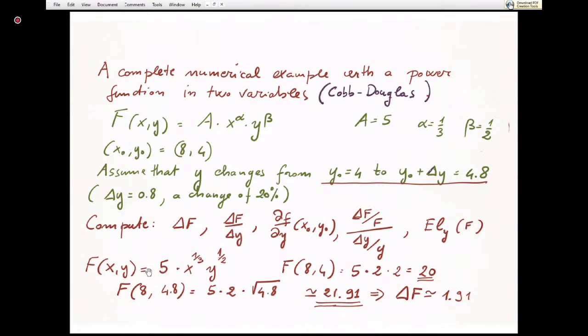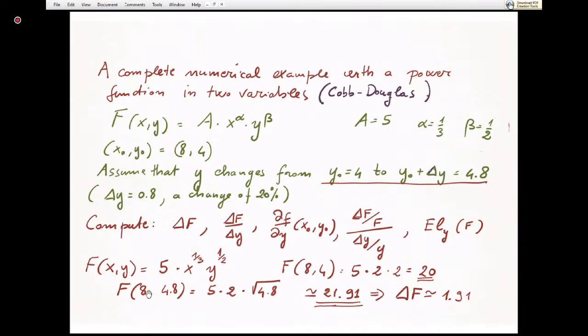F of x, y is 5 times x to the power 1/3 times y to the power 1/2. So f of 8, 4, the output level at the initial input combination, is 5 times 8 to the power 1/3, which is 2, times y to the power 1/2, which is 2 as well. So it's 20 units of output with this input combination.